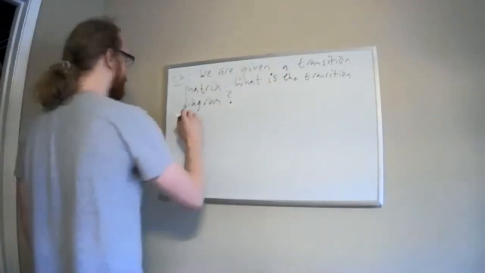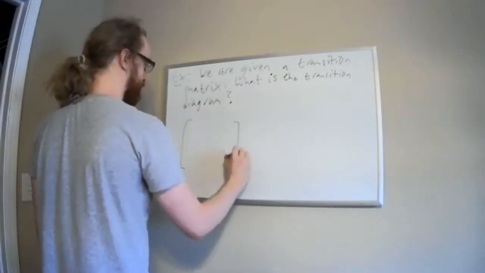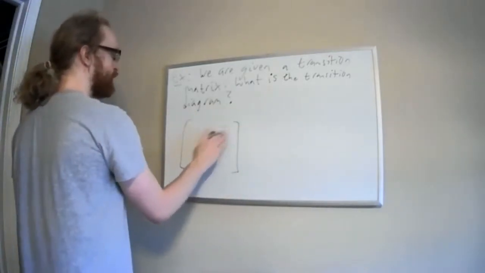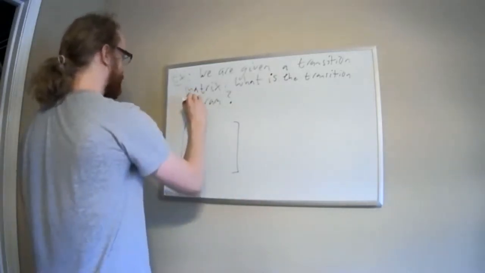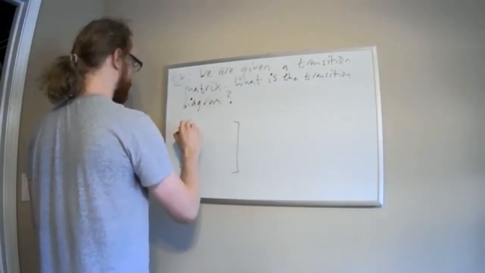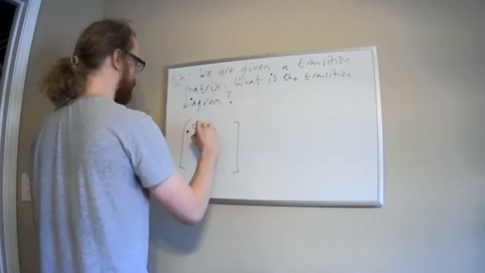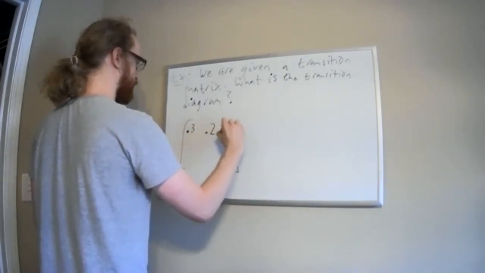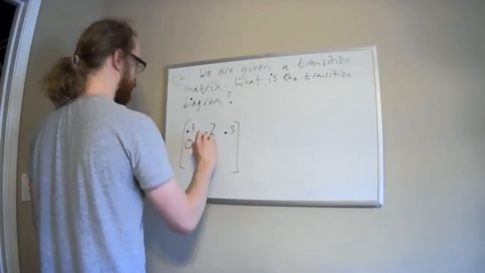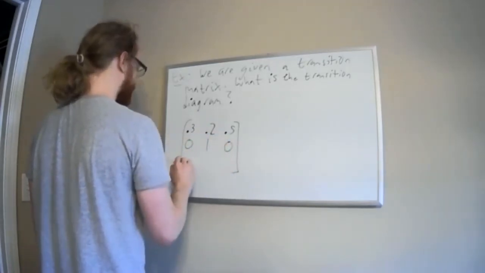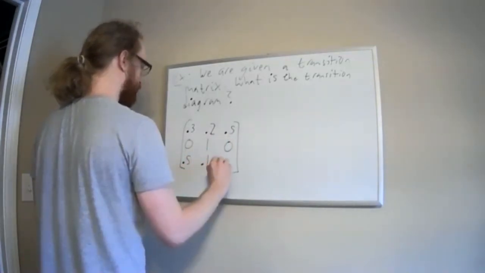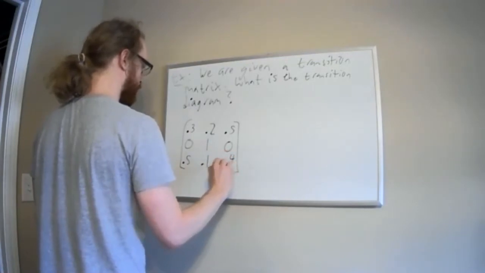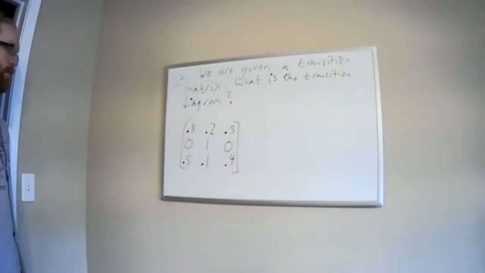Let me give you a transition matrix. I need to put numbers in it, and I need to make sure that the rows add up to 1. That's a transition matrix. So how about this? Let's do the following. About 0.3, 0.2, 0.5. How about 0, 1, 0? And how about 0.5, 0.1, 0.4? Okay. So this is going to be the matrix.